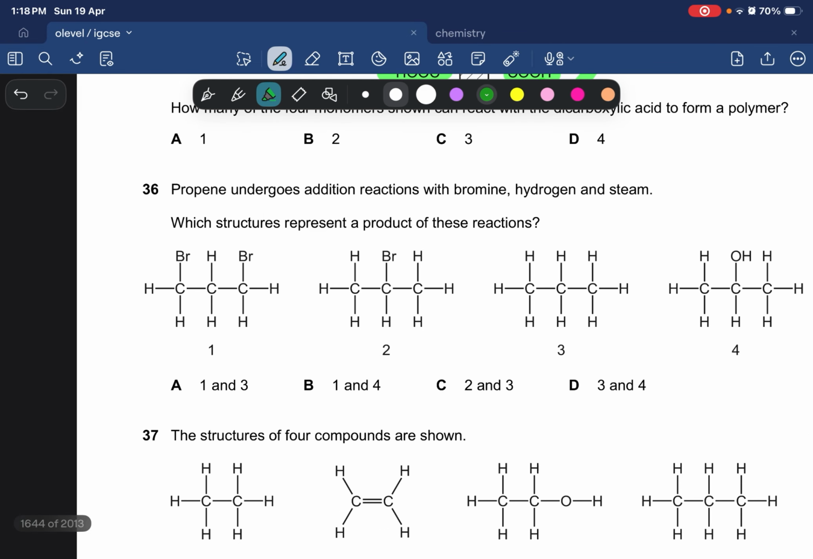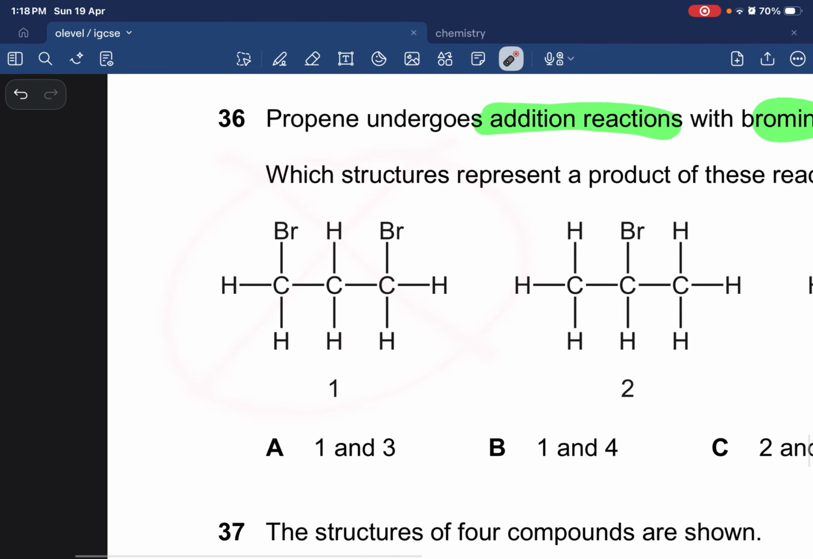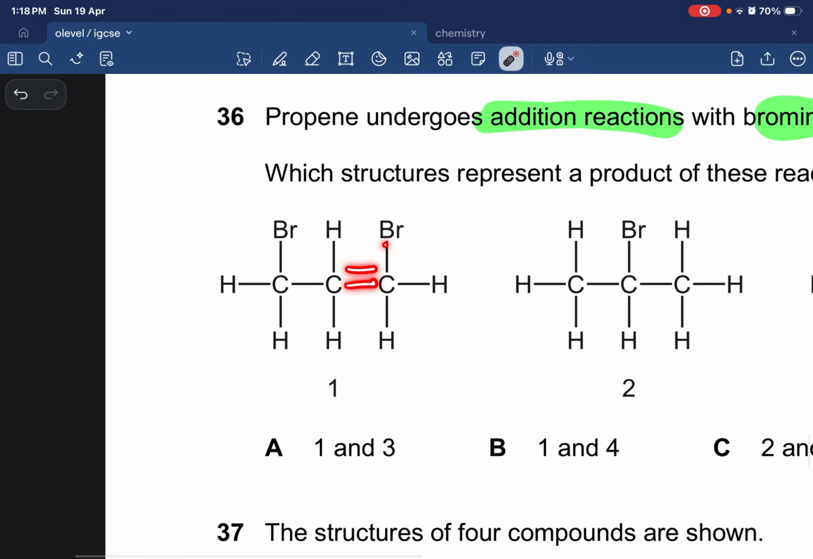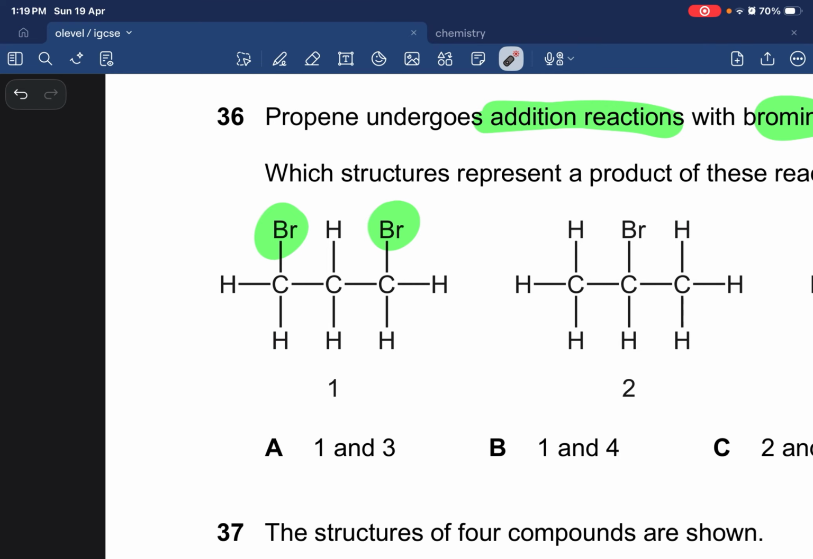Propene undergoes addition reaction with bromine, hydrogen and steam. Which structures represent the product? Firstly, this is not a possible product, because if you have a double bond here, then 1 bromine should add here and 1 bromine here. It is not possible. Please write it down. I know examiners test this a lot. It is not possible to have 2 bromines like this.